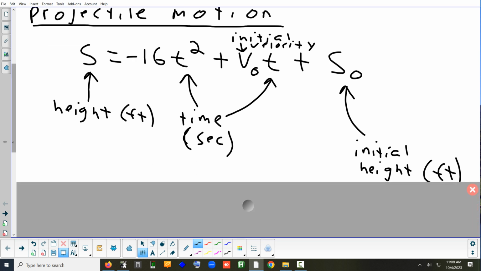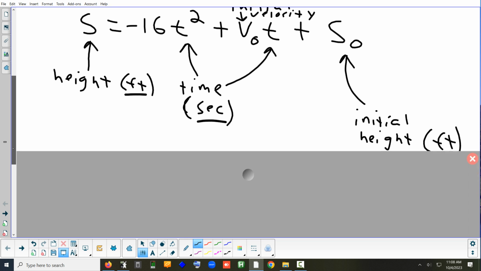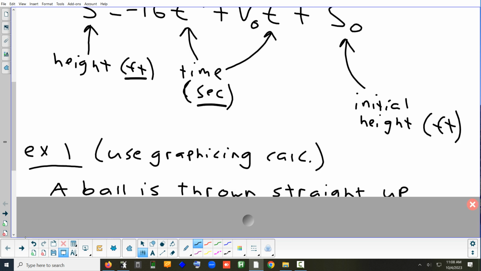So that's, again, a formula we've seen before, just putting it up there to remind you what it is. The negative 16, that's a number that always stays in the formula. That has to do with gravity. Also, in our problem, we always use units of feet and seconds. If you take other classes in science, they probably don't use feet. They're probably going to use meters per second. Okay, but we use feet. It's just the way we do it.